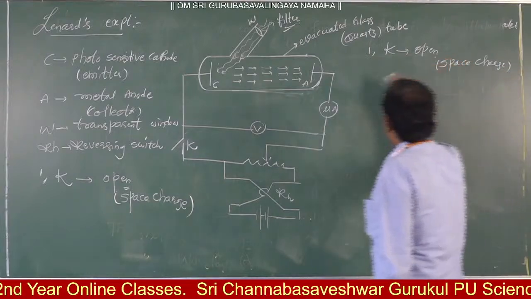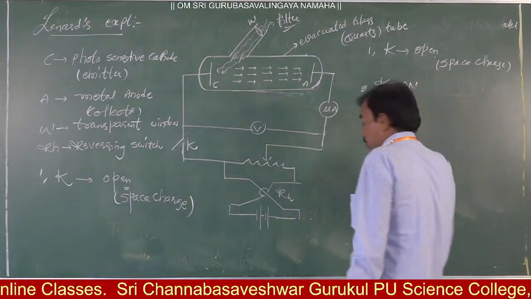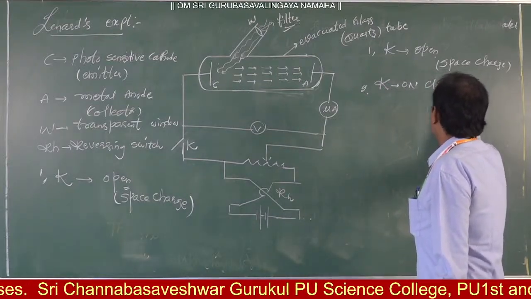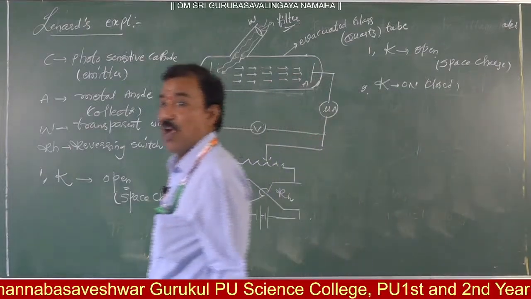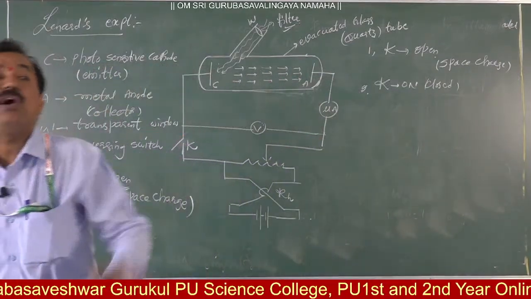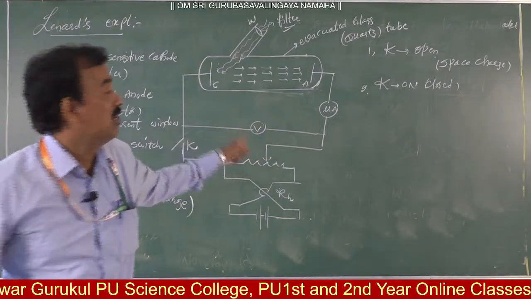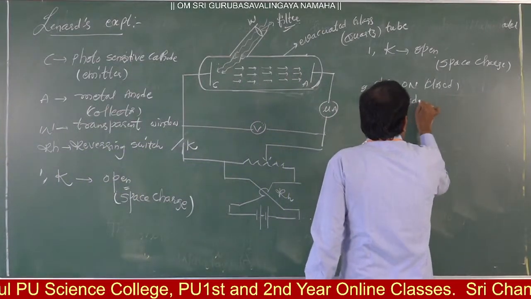Now the next, second point. Suppose K is in the on condition; K on means K is closed, the switch is closed. And again the anode is given a positive potential with respect to the cathode.